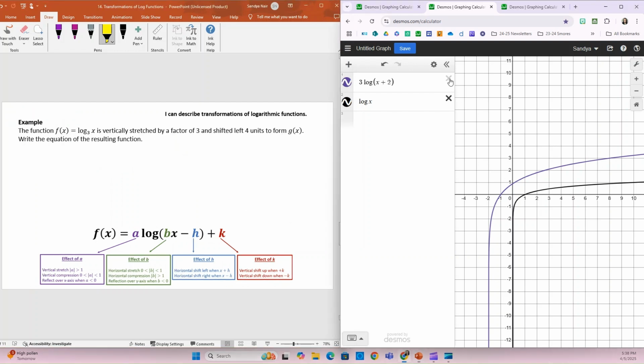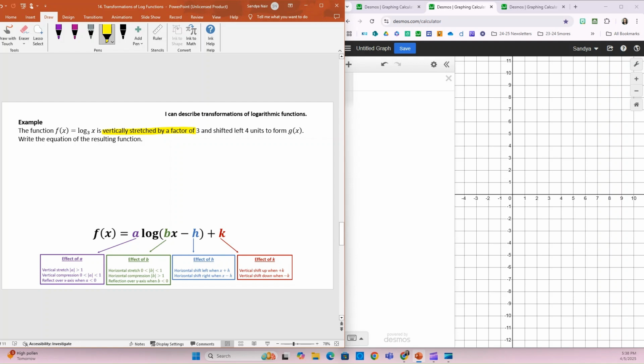So now let's try this example. The function f of x equals log base 3 of x is vertically stretched by a factor of 3 and shifted left 4 units to form g of x. So let's see what's going on here. Vertically stretched by a factor of 3: a vertical stretch means the absolute value of a is greater than 1. So in this description, it's telling us something about the value of a. Shifted left 4 units means that we have an x plus h sort of situation going on here. So a is 3, and then our x plus h is going to look like x plus 4.